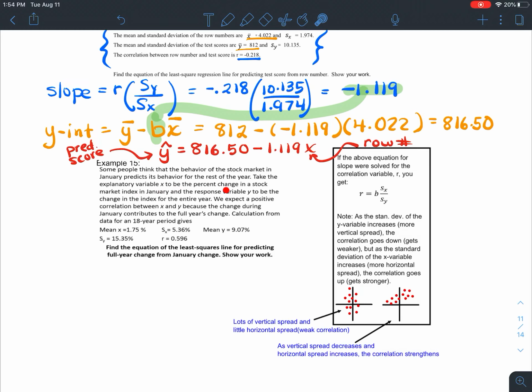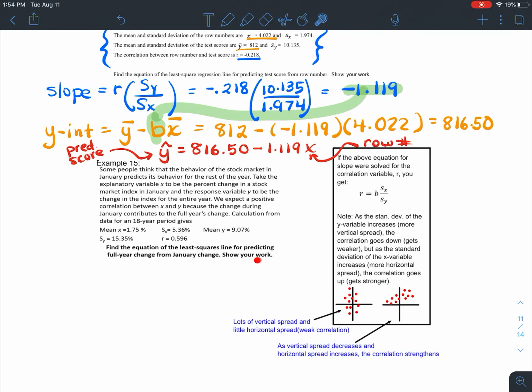Here we have: some people think that the behavior of the stock market in January predicts what its behavior would be for the rest of the year. So take the explanatory variable x to be the percent change in a stock market index in January, and the response variable y would be the change in the index for the entire year. We expect a positive correlation between x and y because the change during January contributes to the full year's change. Calculations for the data for an 18-year period give, and here we have much of the same data that was given in the other problem.